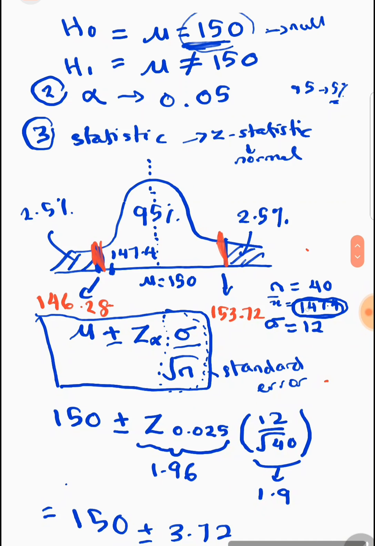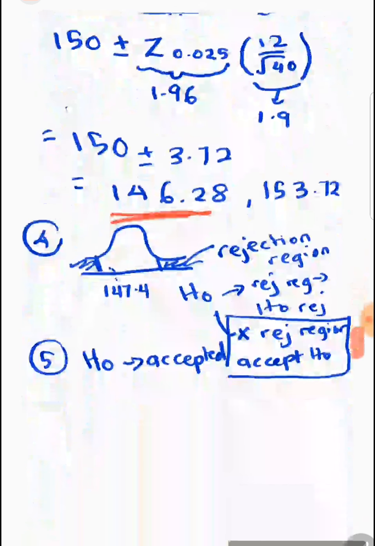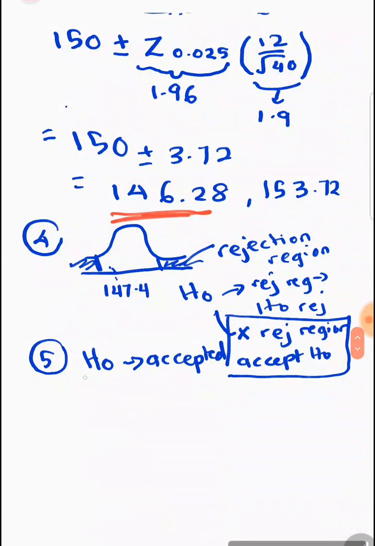And then after that, you take what is being given, which is your 147.4, right? And then you check whether it is actually in your rejection region or not. Simple things, if you always go by H0, if it's in rejection region, then you just reject it. If it's not in rejection region, then it means we accept it. All right?